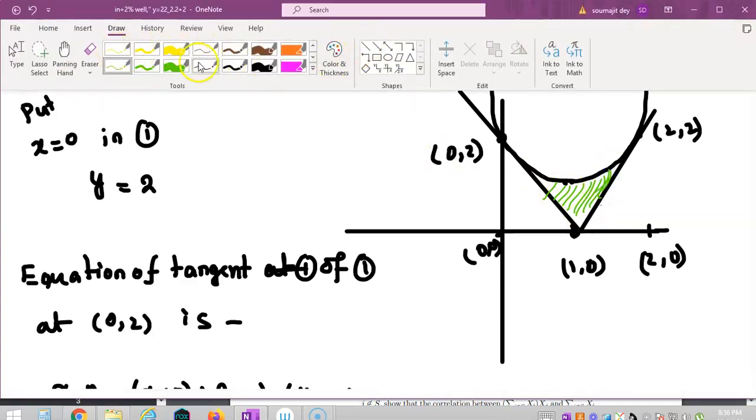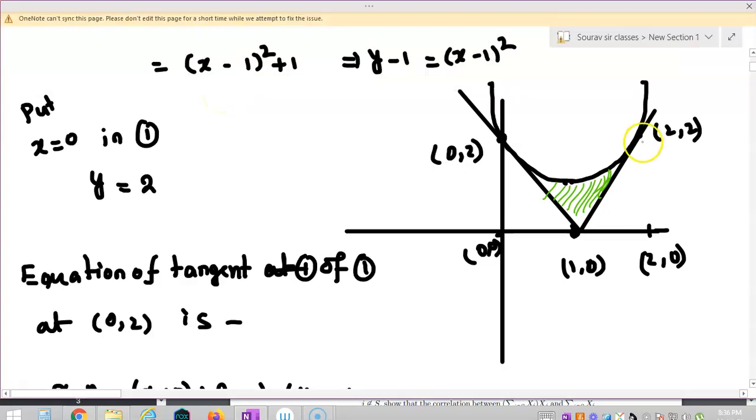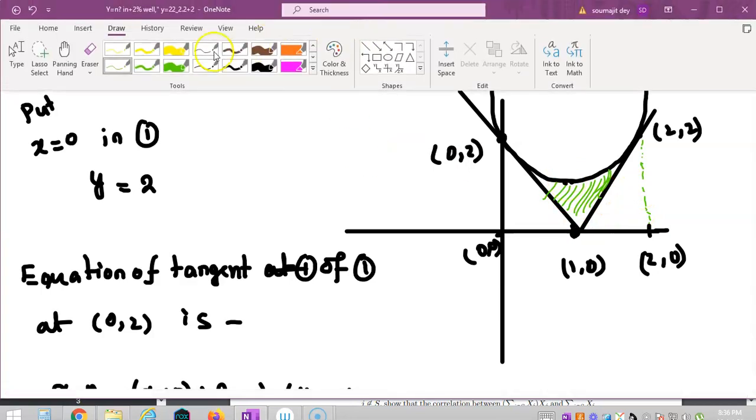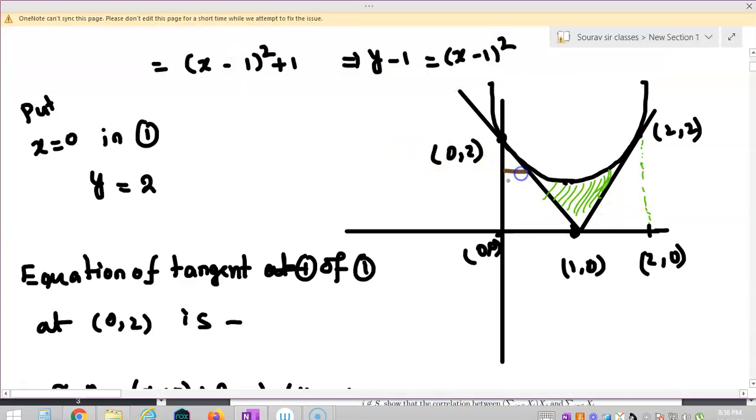To find out this area, first of all I need to find the whole area under this parabola, the axis and this line, then I need to subtract these areas. So let me copy this image.